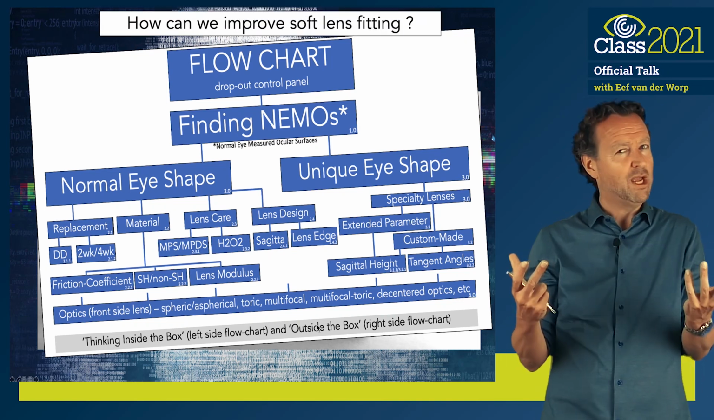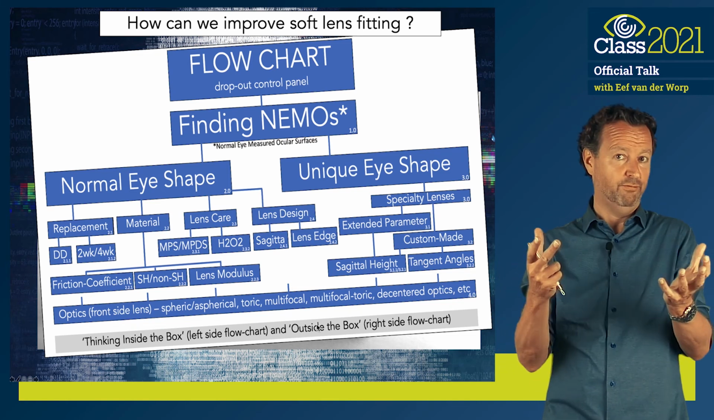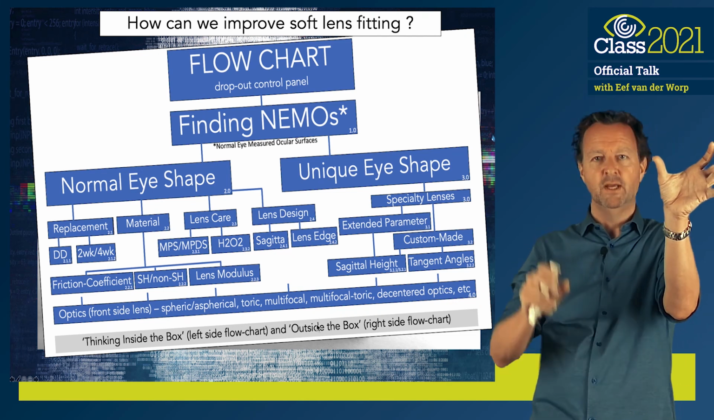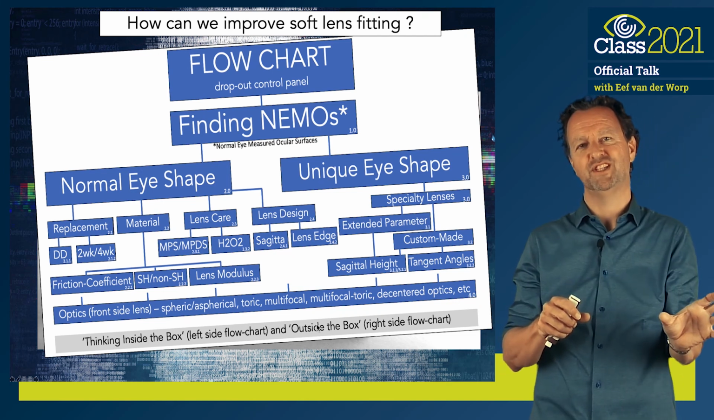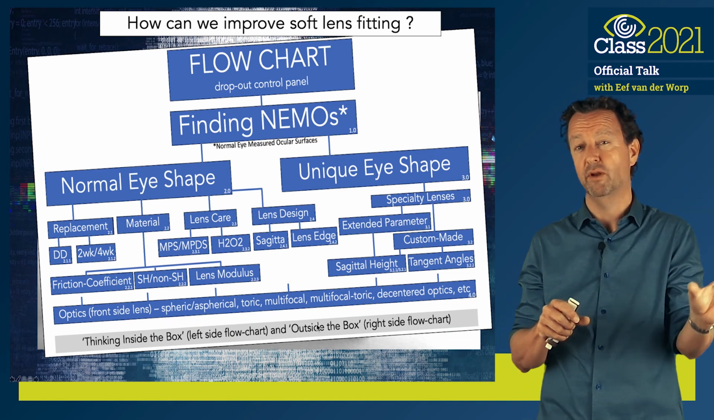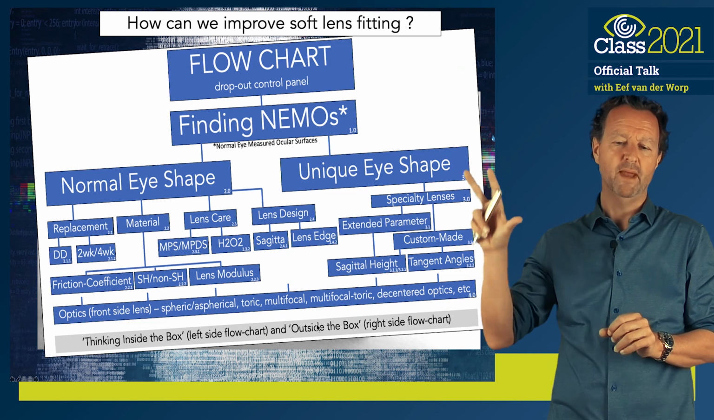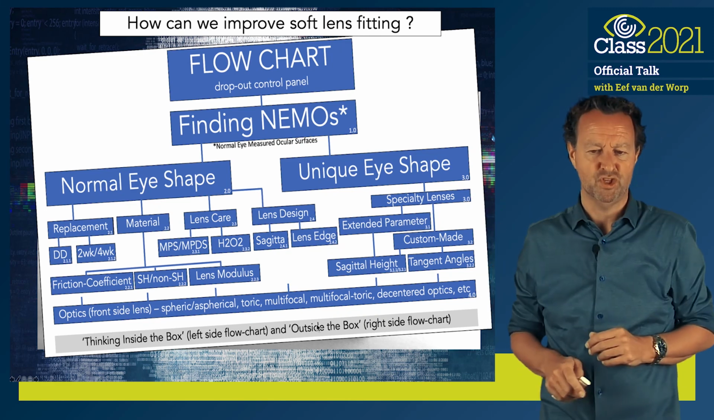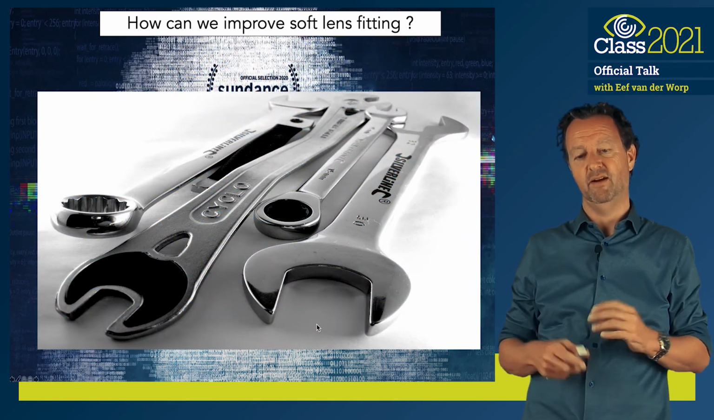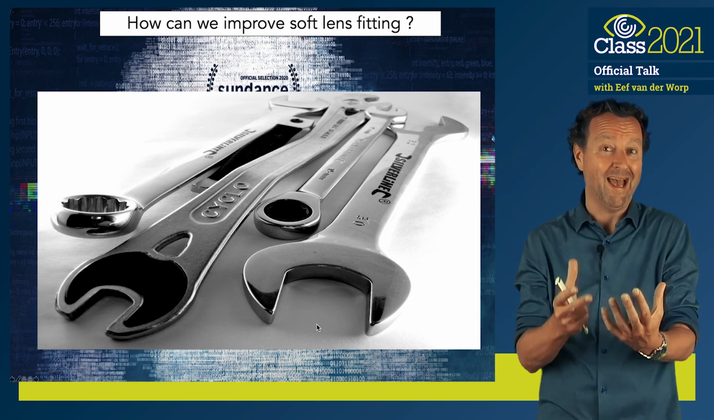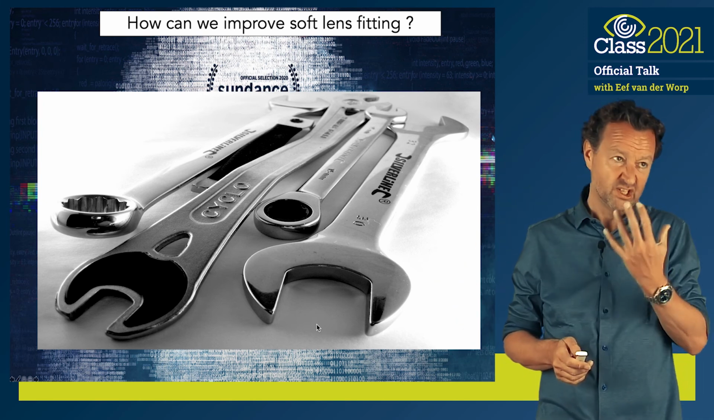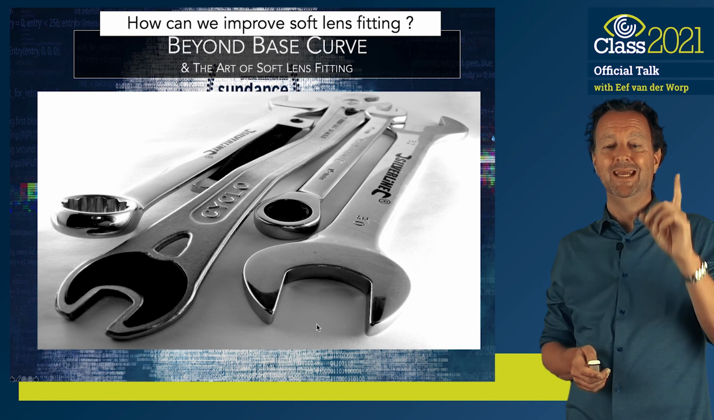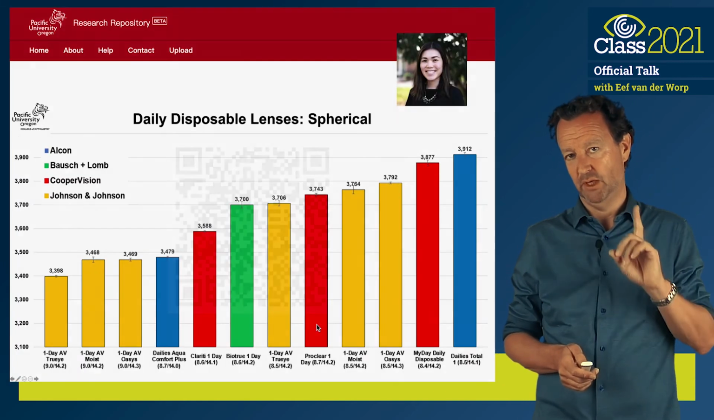How can we do that? How can we improve soft lens fitting? I showed the flowchart last year. We've got to go through all that. We've got to look for normal eyes, and if we have them, then we can go to sag-story, but there's material as well, there's other variables. If we don't have normal eyes, if we have a unique eye shape, we may have to go to extended parameters and custom-made lenses. So there's a lot of opportunities there, and all these lenses are there. We actually have the tools to do better. It's just knowing when to use them, basically. One thing is for sure in my mind, it has to go beyond base curve in order to solve that puzzle.